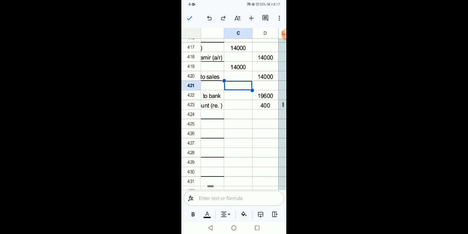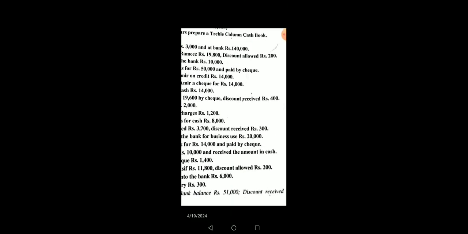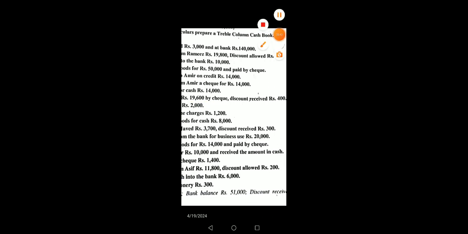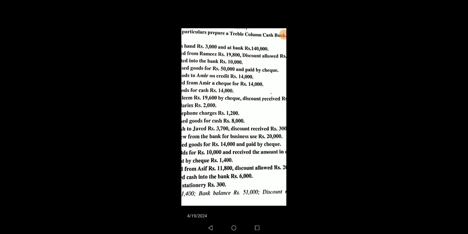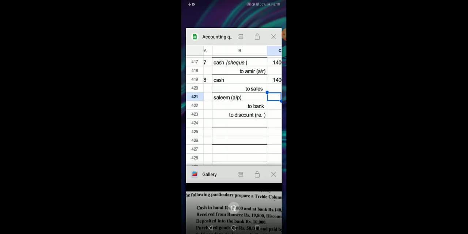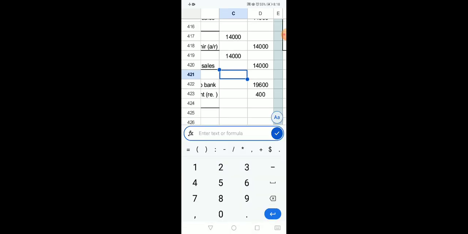And now a very special thing, amount for Salim or amount for account payable has not been mentioned over here. Only amount of check and amount of discount has been mentioned, but total amount is not over here. So what you will do, as you know that debit and credit side will always be equal. On credit side you have 2 amounts, so to equalize them, 19,600 plus 400, you will write 20,000 over here so that both sides would be equal.